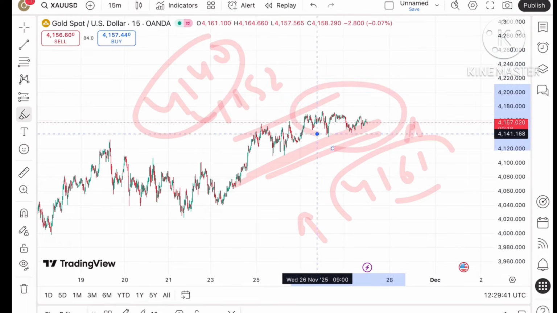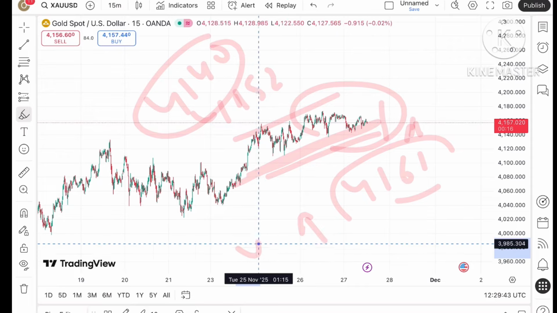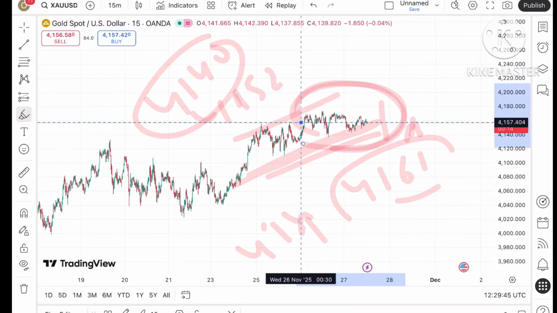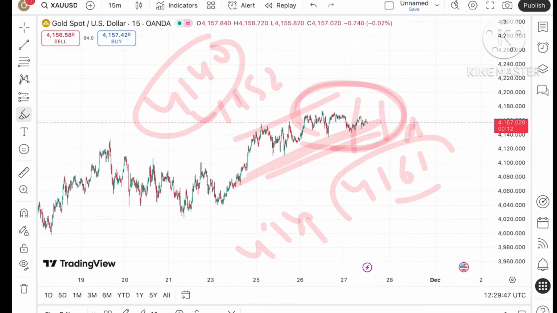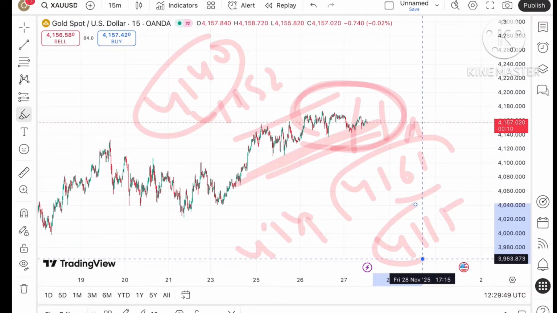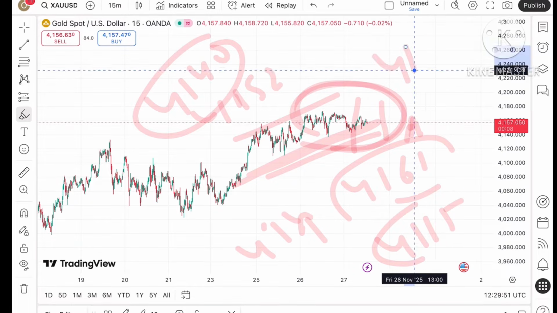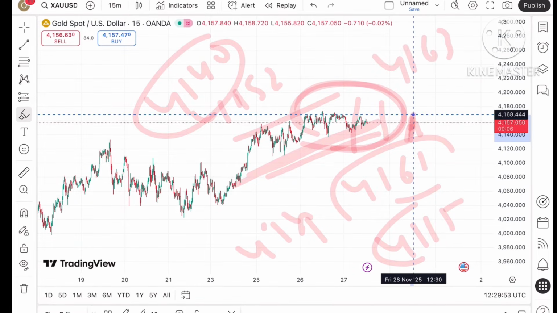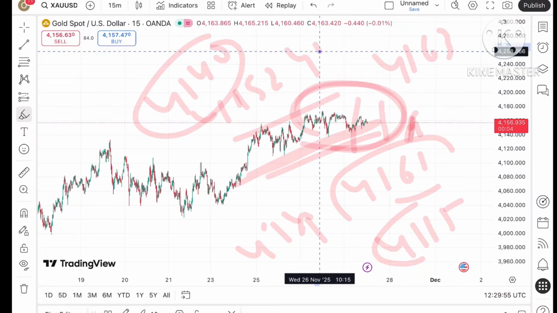Then there will be a zone breakout, so we can see the price move below 4134, and then a zone breakout towards a level of around $4115. But if it starts sustaining above a level of 4163, we can see an upside movement and it can move towards a level of 4168.